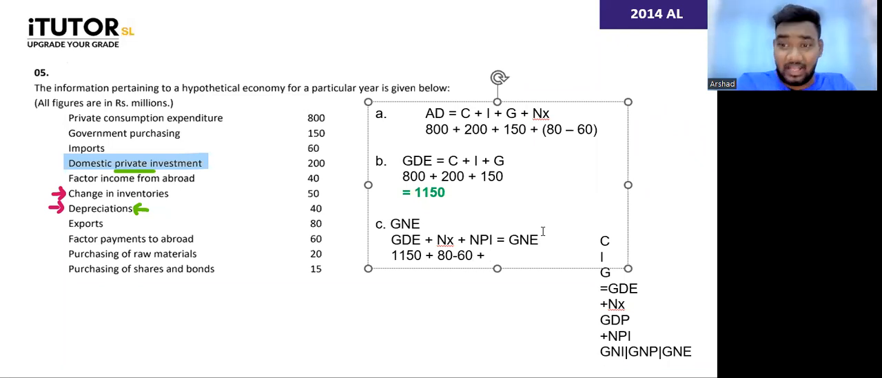How much is net primary income in my example? What is the number for net primary income? What's the number? Quickly. Factor income from abroad is 40. Factor payments to abroad is 60. So how much is my net primary income? Is it 20? Is it 40? Is it 60? How much? It's not 20.